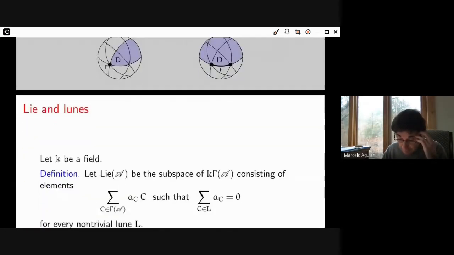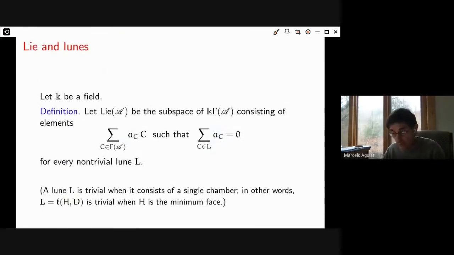And here is how we use them for the purposes that we have at hand today, which is the definition of a space Lie of A attached to any real hyperplane arrangement. So I have my hyperplane arrangement that has been fixed. I'm also now going to fix a field. I'm going to be taking linear combinations of these objects, elements of these sets that we have. I'm going to look at the vector space spanned by all chambers.